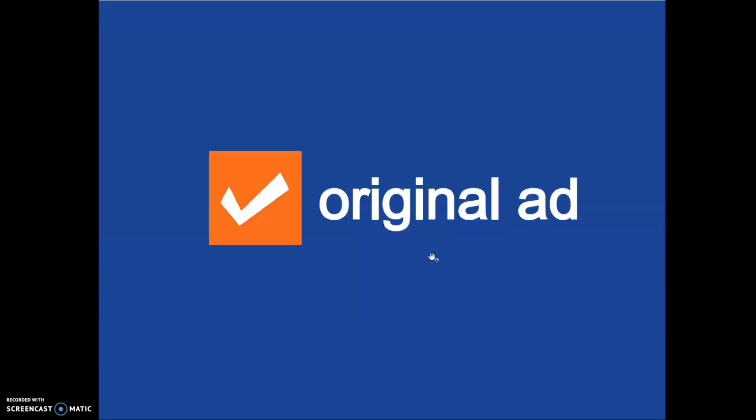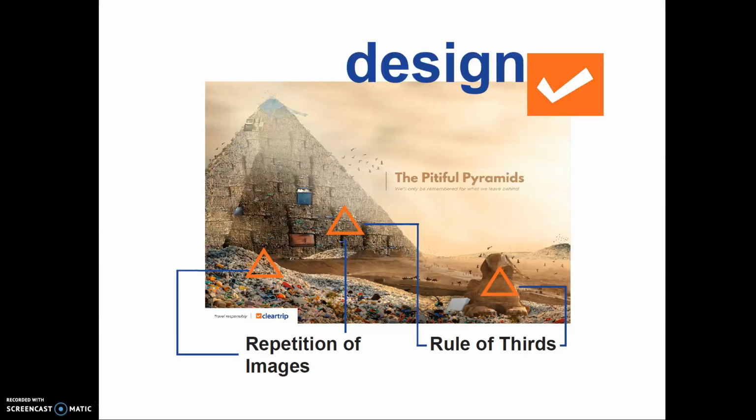Next, I'll take a closer look at the original ad and analyze some of the major design elements. The ad has a lot of repetition throughout its images. You can see the garbage in the background of the pyramid and foreground of the Sphinx, so there's no mistaking what the message is about. Even the birds are strategically placed in groups around the main focal points to draw your attention.